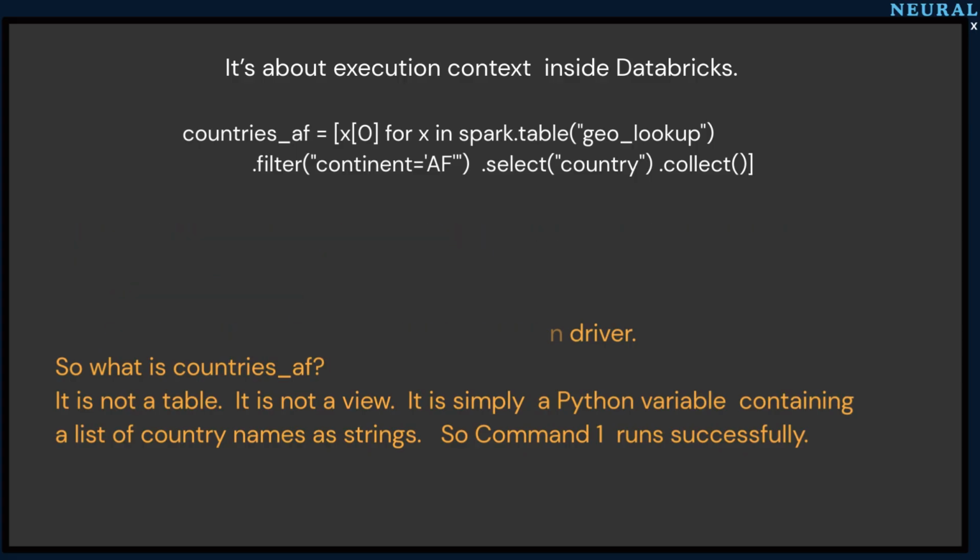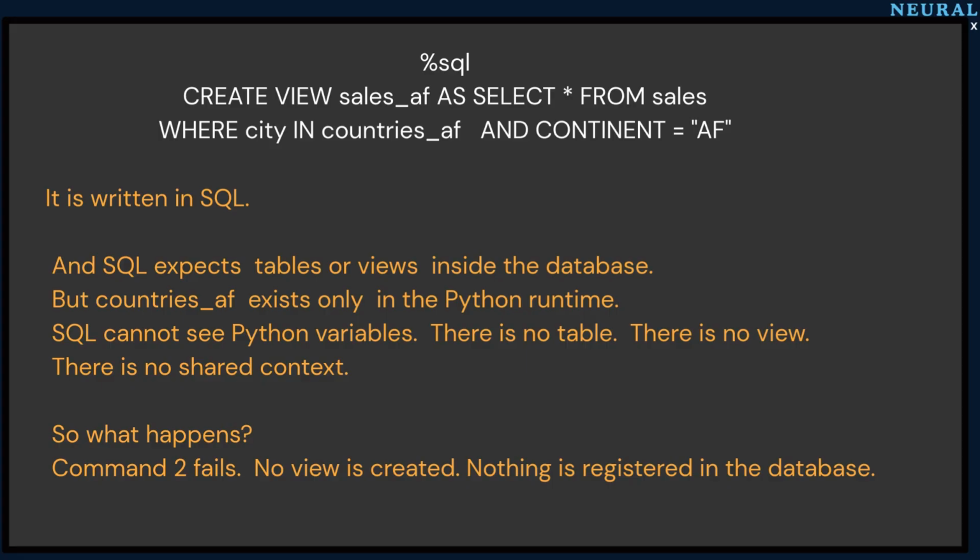Now command 2. Command 2 is written in SQL. And SQL expects tables or views inside the database. But countries_AF exists only in the Python runtime. SQL cannot see Python variables. There is no table. There is no view. There is no shared context. So what happens? Command 2 fails. No view is created. Nothing is registered in the database.